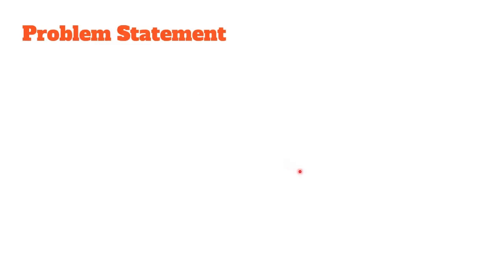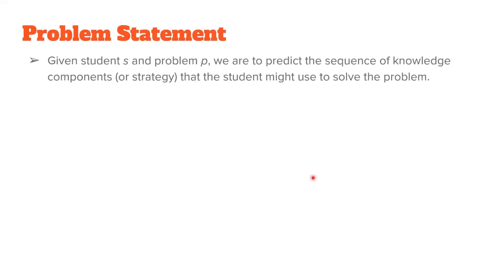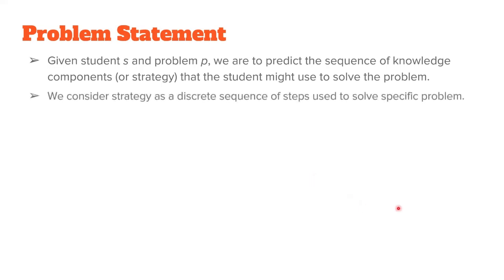So the problem that we are trying to tackle in this paper is: given a student S and a problem P, we are to predict the sequence of knowledge components, or the strategy, that the student might use to solve the problem. Here we consider the strategy as a discrete sequence of steps used to solve the problem.